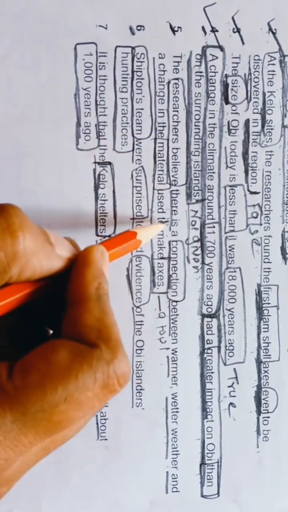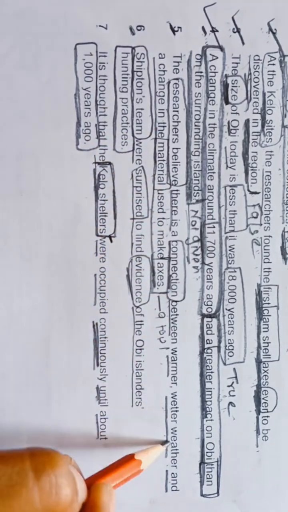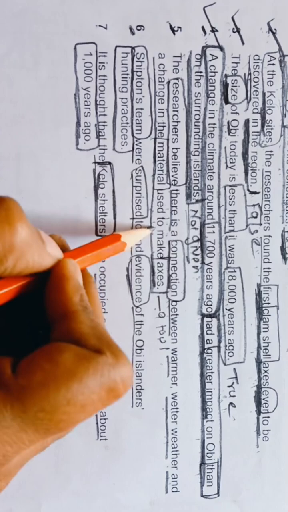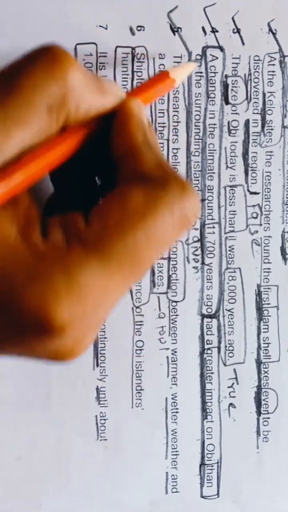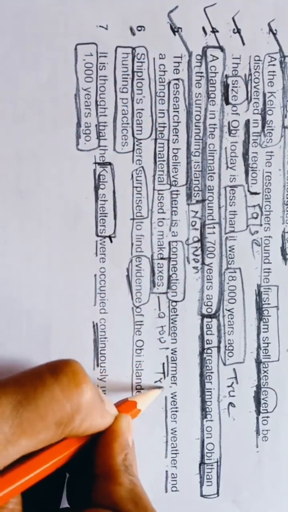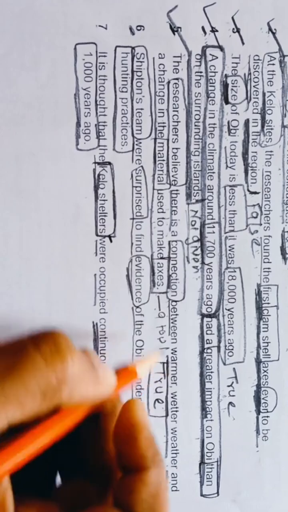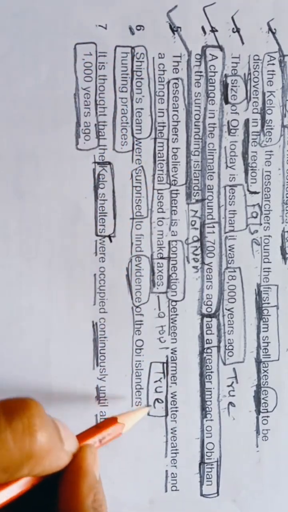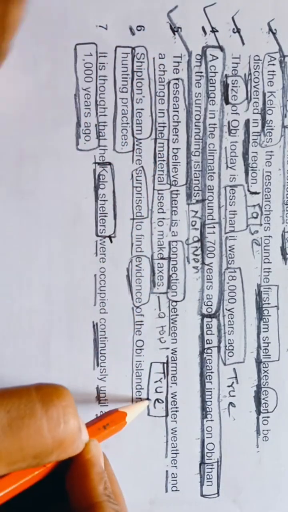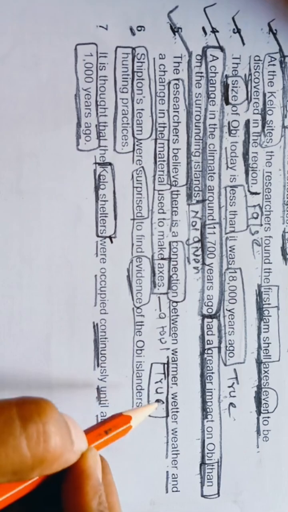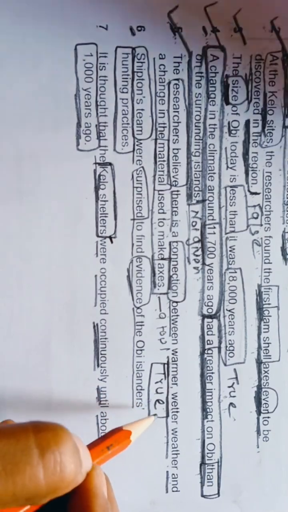The researchers believe that there is a connection between warmer, wetter weather and a change in the material used to make axes. Yes, this is given. So that's why we will write true in front of this in our answer sheet. How have we written true?